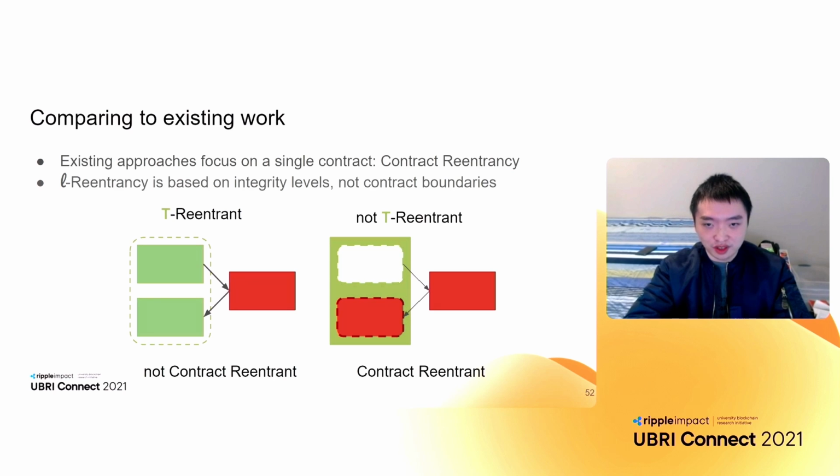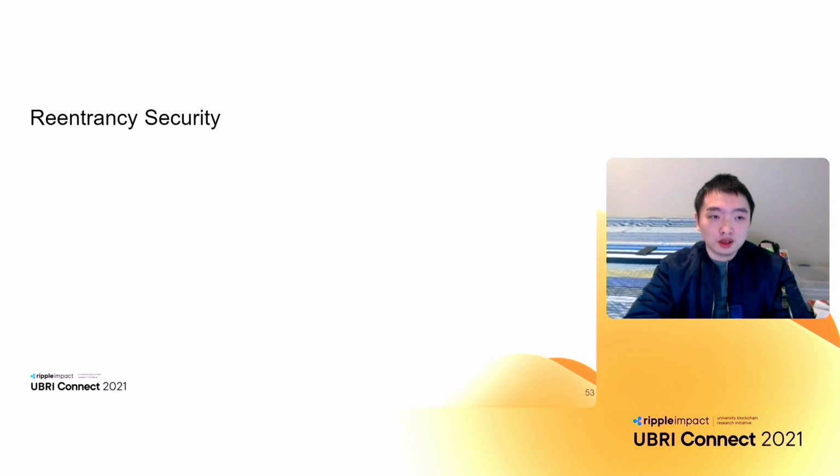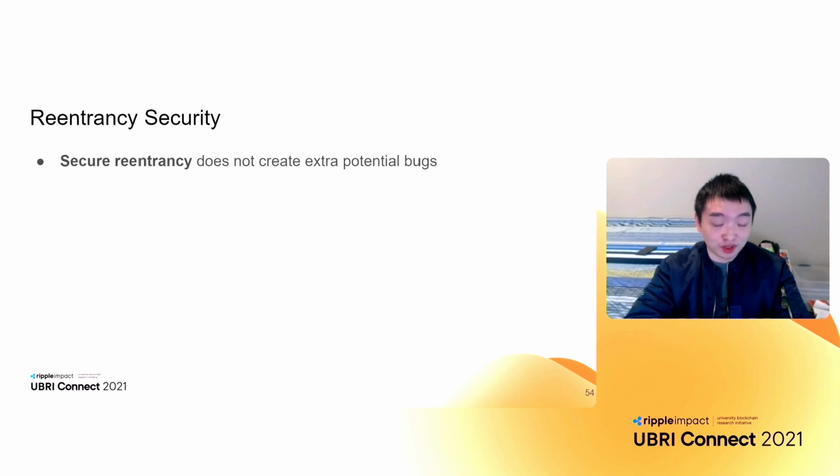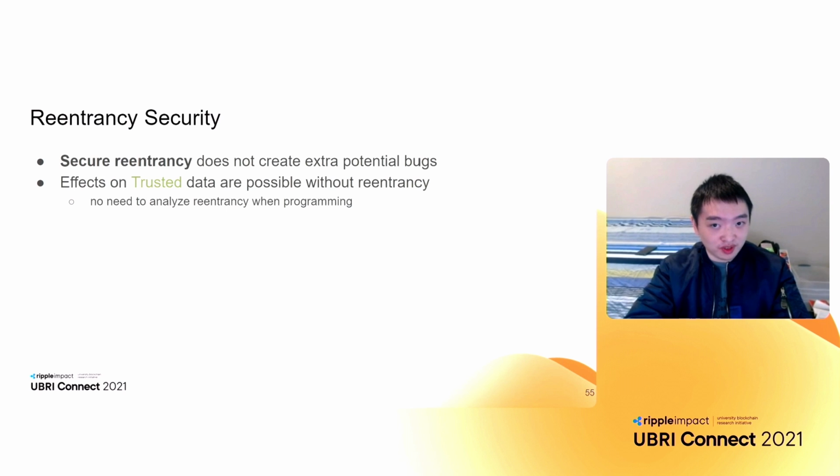Then the next question is, what kind of reentrancy is secure? Intuitively speaking, we think a reentrancy is secure if it does not create actual potential effects. If we can make sure that all effects on trusted data are also possible without a reentrancy, then a developer can safely ignore possible reentrancy when analyzing their program's correctness.